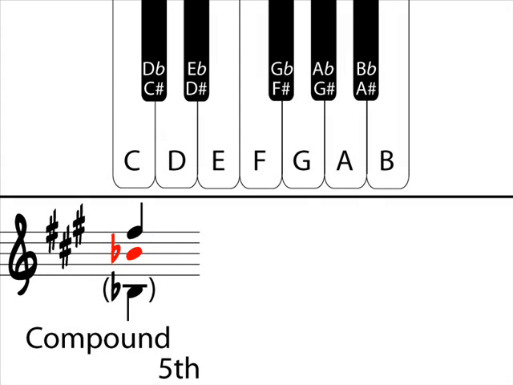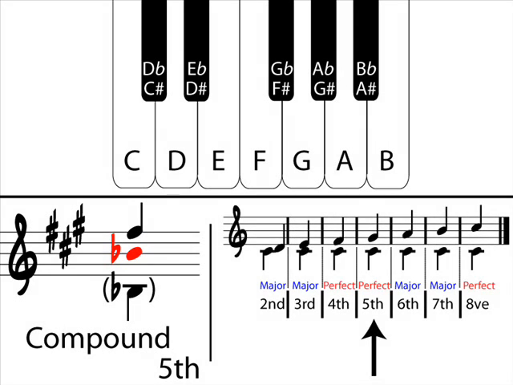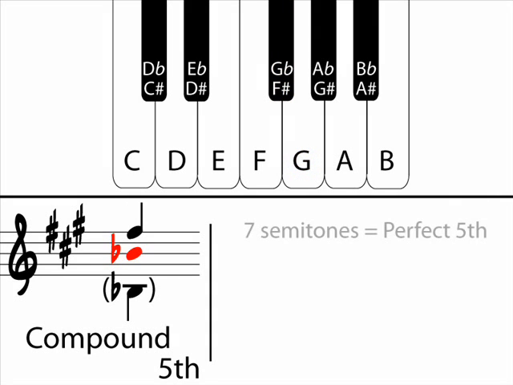We now compare our fifth to a perfect fifth from C major. Here's the C on the keyboard. To C sharp is 1 semitone, to D is 2, to D sharp is 3, to E is 4, to F is 5, to F sharp is 6, and to G is 7. Therefore, 7 semitones make up a perfect fifth.